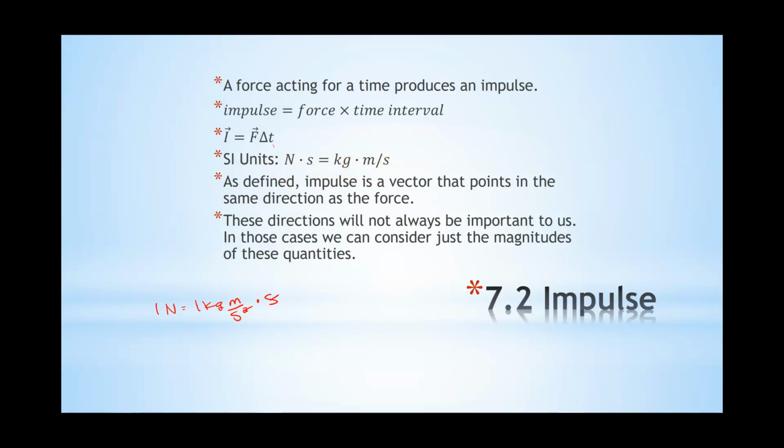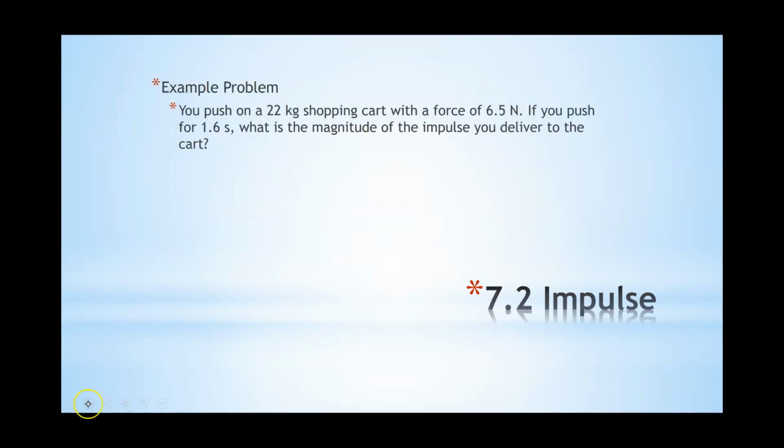Impulse is a vector, just like momentum is a vector. Impulse points in the direction of the force, just like momentum pointed in the direction of the velocity. We're not always necessarily concerned with the directions themselves. We're more concerned with the magnitudes in many cases, but direction does matter sometimes because they are vectors, so we do need to keep them in mind.